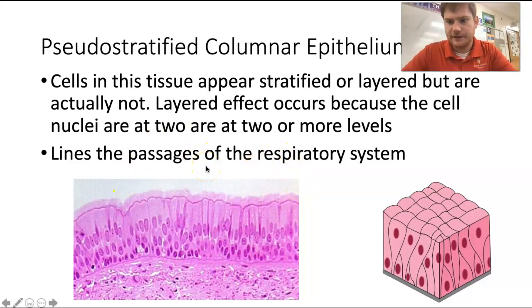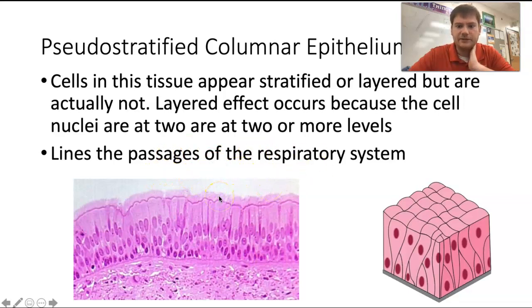Pseudostratified columnar epithelium, this is one of the exceptions that we're talking about. If you know what pseudo means, it means false. So this is falsely stratified columnar epithelium. Their nuclei are at different points in the cells, so that it gives them the appearance that they are stratified, but they are actually just one layer. That's where they get their name. Here it almost looks like there are four layers or something, but it's really just one layer.